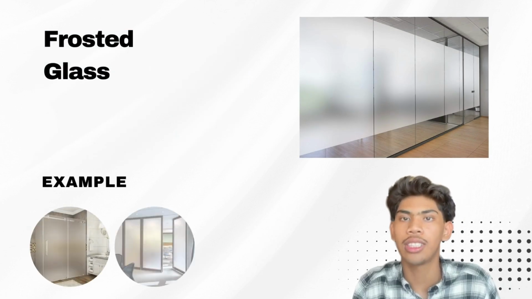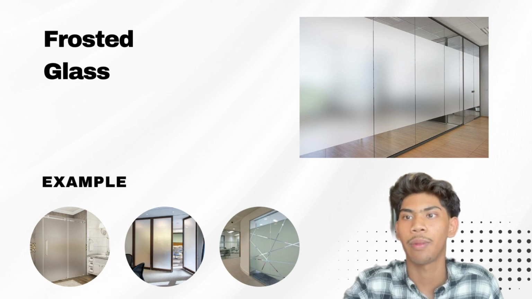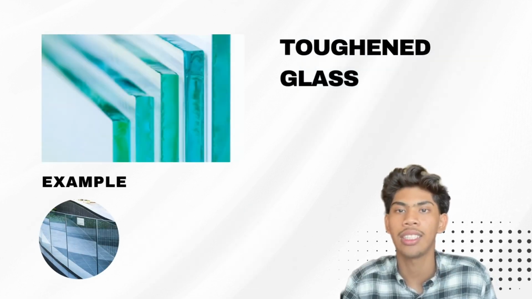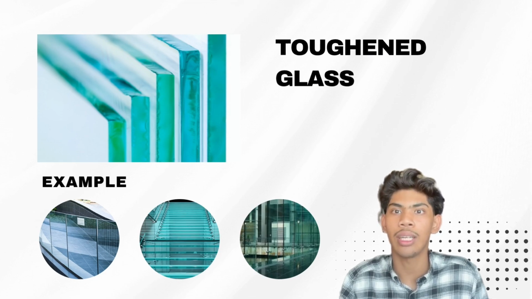Next, frosted glass. Frosted glass has a blurry look. It provides privacy while letting light through. Usually used in bathrooms and offices. After that, toughened glass. Toughened glass is extra strong. Usually used in building facades and doors. Toughened glass is similar to tempered.